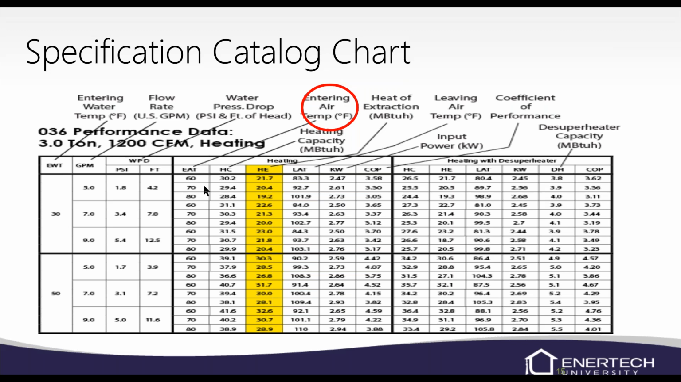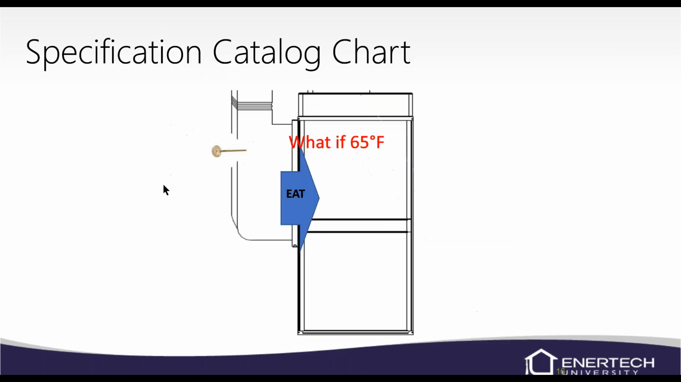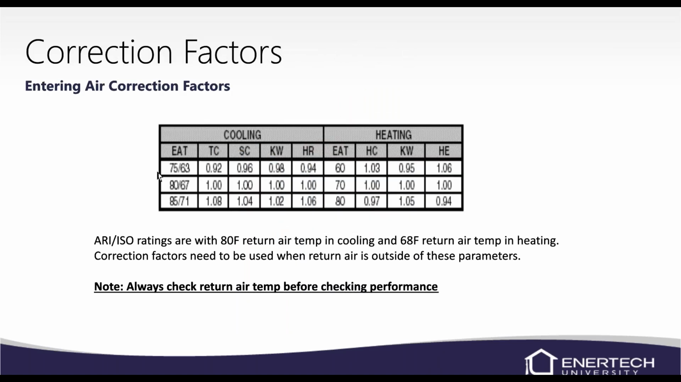If it's right on the line, you may want to use it, but usually you're going to be able to tell pretty easily if the heat of extraction or the heat of rejection is correct. So again, if it's 65, this is the correction factor that's in the IOM. So we'll list a little bit of different entering air temperatures and things. Normally for AHRI, they use 80 for cooling on the return and 68 in heating.